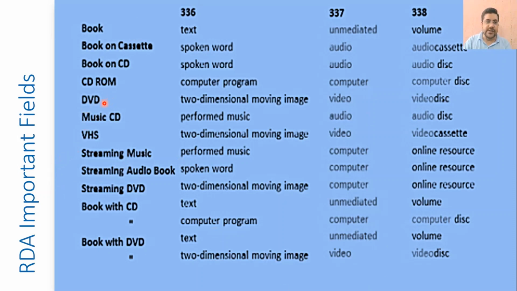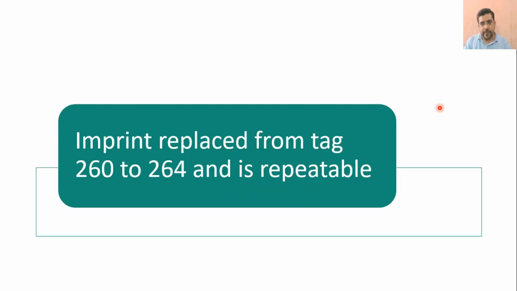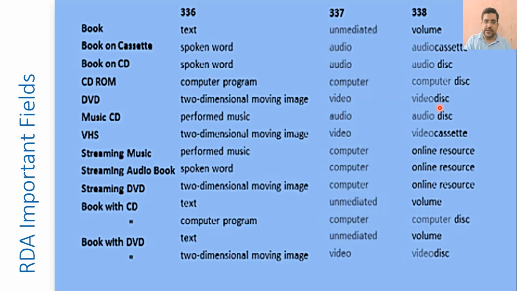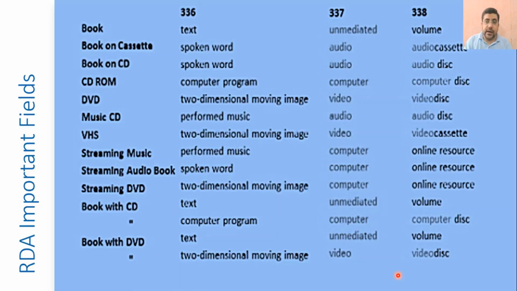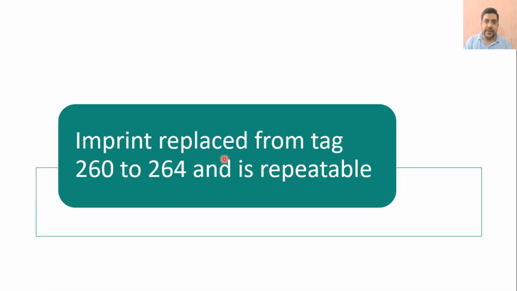If there's a DVD, for example, we will write two-dimensional moving image, and then we will write video, and then video disc in 336, 337, and 338. So this is actually somewhat important. Let me tell you further about this field. When we come to the complete RDA record, I'll tell you this. But these three fields are mandatory in RDA.